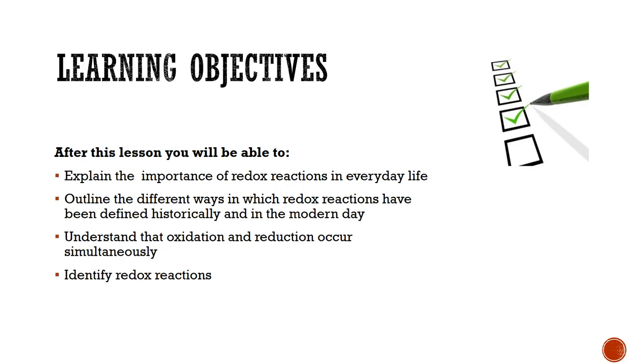So let's just start off with what we want to achieve through this video and the key points that we're going to be looking at. What you should be able to do once you've watched this is explain the importance of redox reactions in everyday life, outline the different ways in which redox reactions have been defined historically and in the modern day, understand that oxidation and reduction occur simultaneously, and be able to identify redox reactions by looking at some example equations.